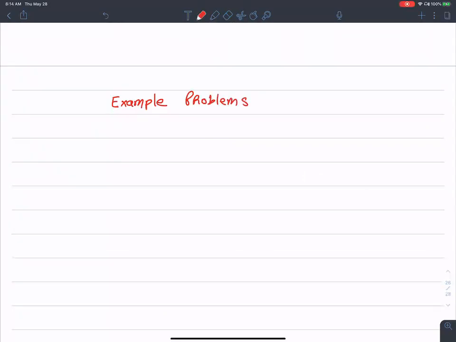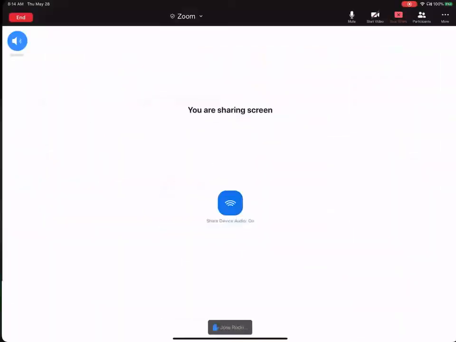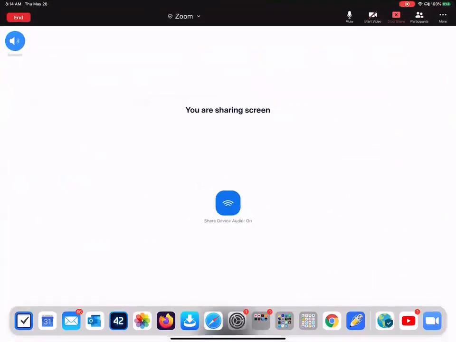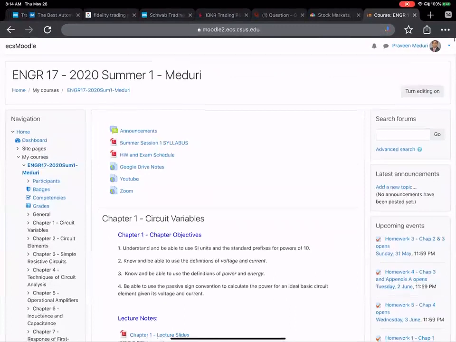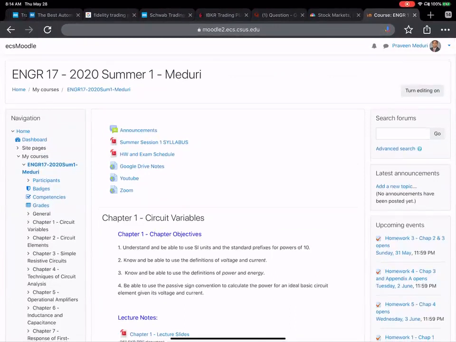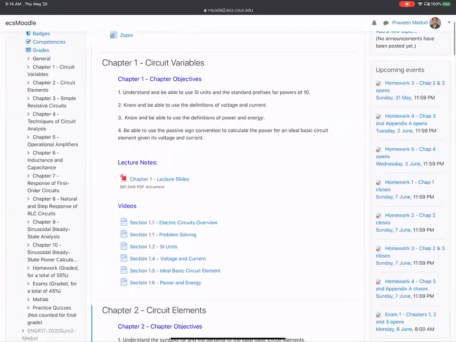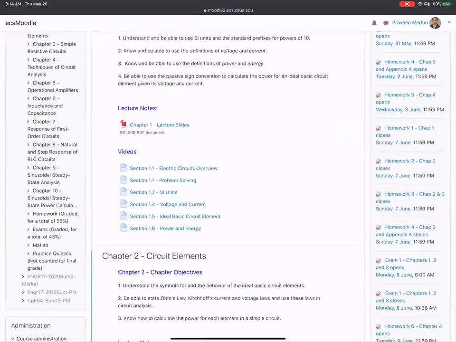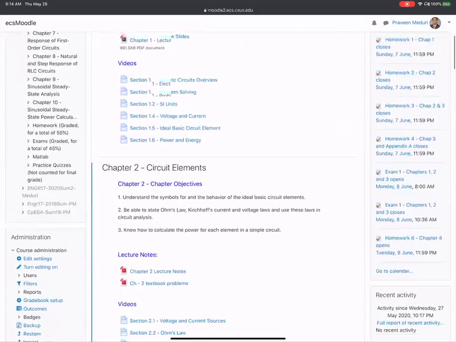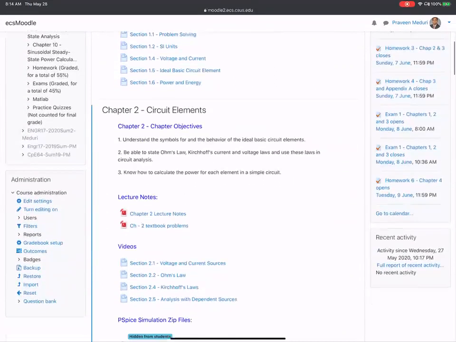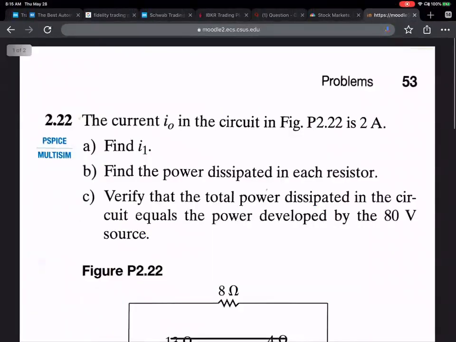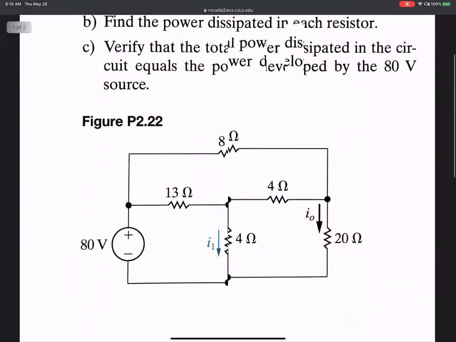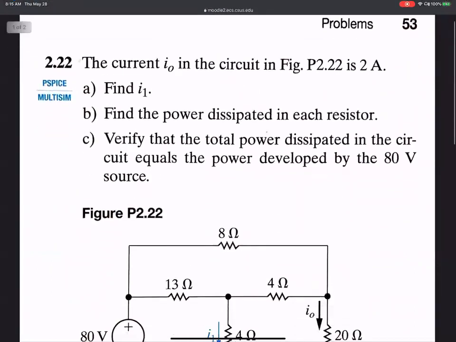So in order to look at some problems, what we do is I'm going to do this. If you look on the Moodle page, somewhere in here it should say Chapter 2 textbook problems, PDF. So let's start by solving these problems. Problem 2.22.